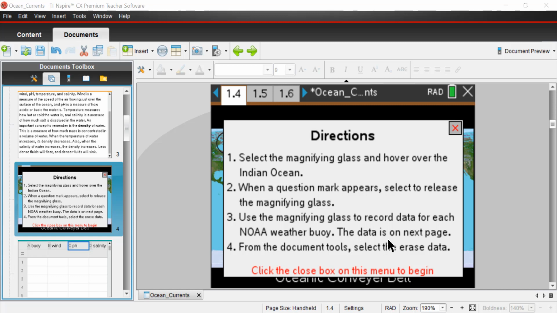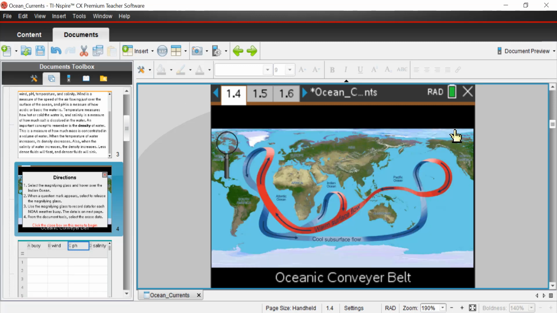So the data is on the next page. We'll see the data in this table view, and then there's a graph view also. And then from the document tools, which we'll see up here, we can erase that data. All right, so let's check this out.